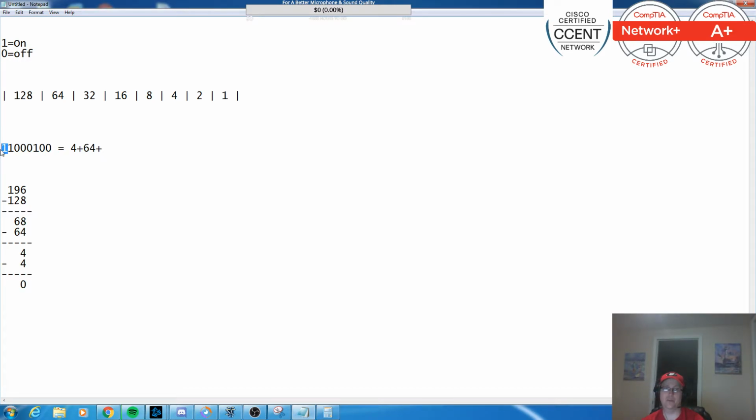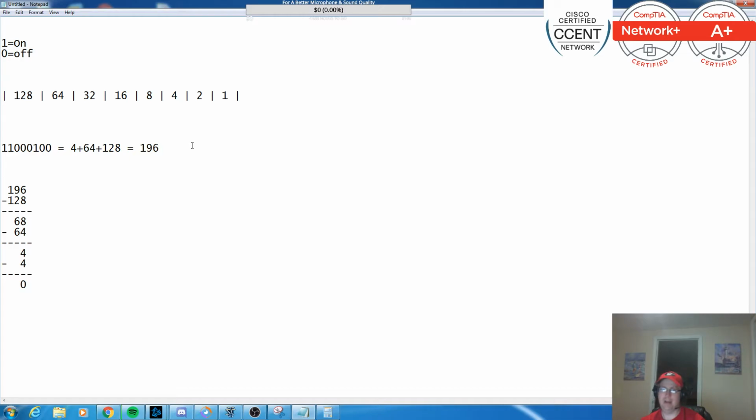This bit is 128. Do we got a 1? Yes, so we carry it. And if you add these up, they will be 196. As you can see here, 128 plus 64 plus 4 would give you 196 because we took all of those out to equal 0.